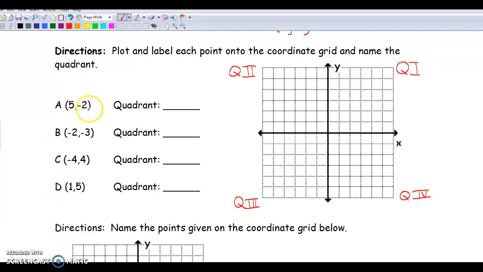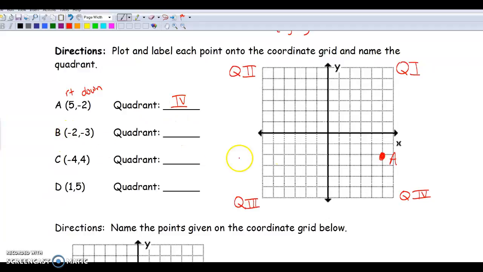So if we have something like 5, -2, the first number tells you to go left or right. Since it's positive, you'll go right. The second number tells you to go up or down. Since it's negative, we will go down. So from the origin, you go right 5, 1, 2, 3, 4, 5, and down 1, 2. Once you plot your point, make sure you label it with the letter that's next to it. It's in quadrant 4, so we put 4 right here.